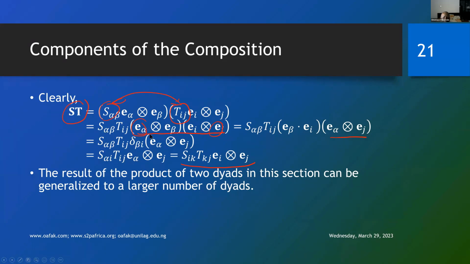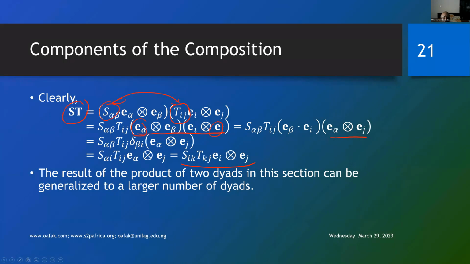If you take that out and you operate δ_βi on this, you see that it gives you S_αi T_ij e_α ⊗ e_j, or you can write it as S_ik T_kj e_i ⊗ e_j. Please confirm that you understand every line here. I will pause again for 30 seconds. And if you have any difficulty with any line in this equation, go to the chat room and complain there so that I can respond to you.